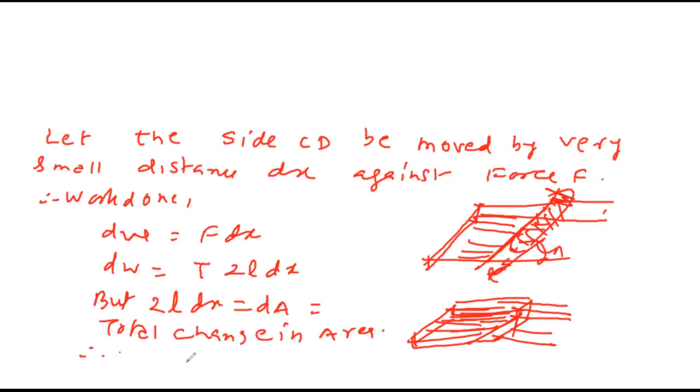Therefore, dW is T into dA. Copy this much now. Let the side CD be moved by a very small distance dx against force F. So work done dW equals F dx, so dW is T into 2l dx, but 2l dx is dA, the total change in area.